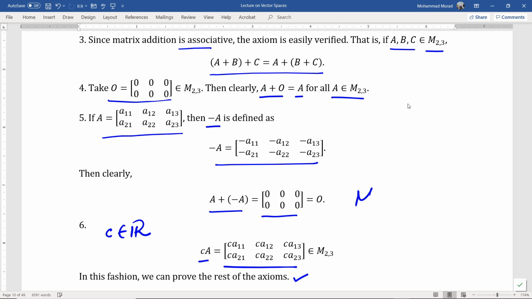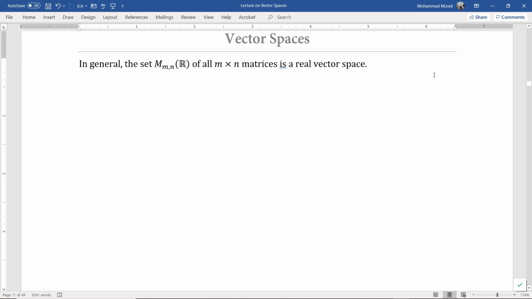Hence, we prove that M 2,3, the set of all 2 by 3 matrices with real entries, is a real vector space. In general, the set M m,n, this is the set of all m by n matrices with m rows and n columns, is a real vector space. If we choose the field F to be equal to the field of complex numbers, then we can show that the set M m,n is also a complex vector space.